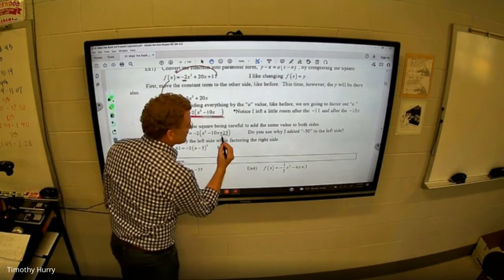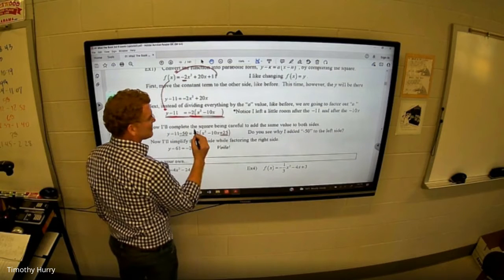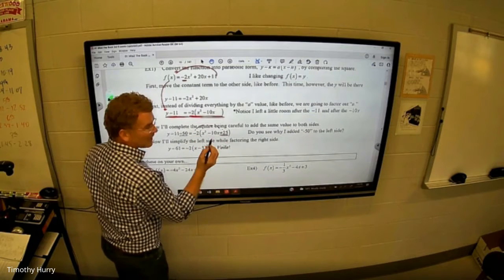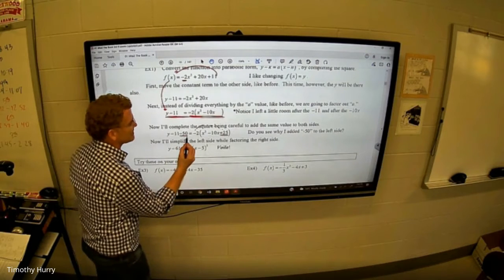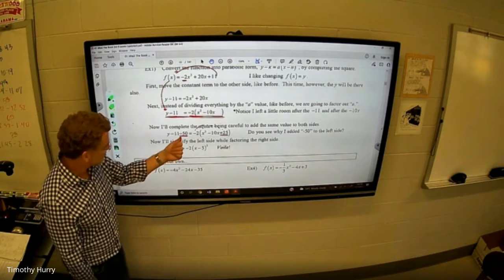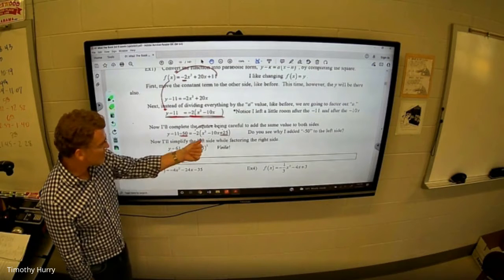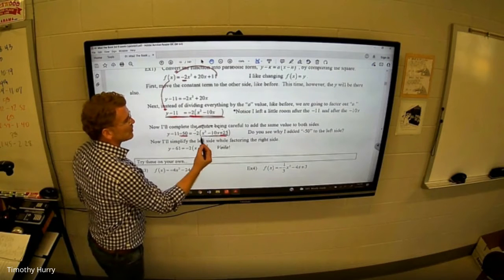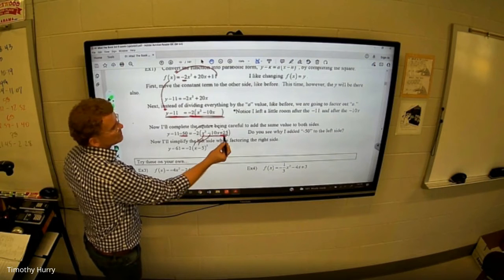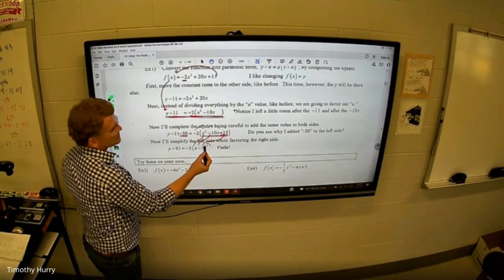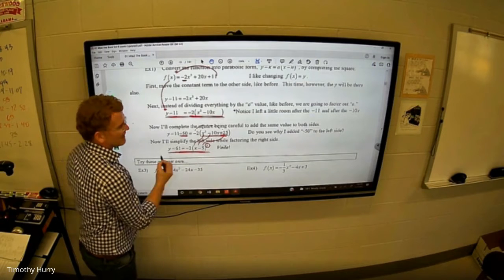So I'm adding 25, but what was the net result of what I added? Minus 50, so I put a minus 50 on the left side. Simplify it to y minus 61. Factor your trinomial. And again, square root of the x squared, sign of the middle, square root of the 25, square it. And there is my function in vertex form.